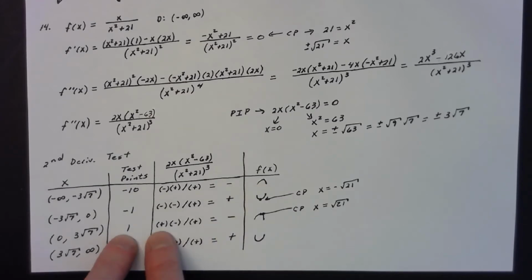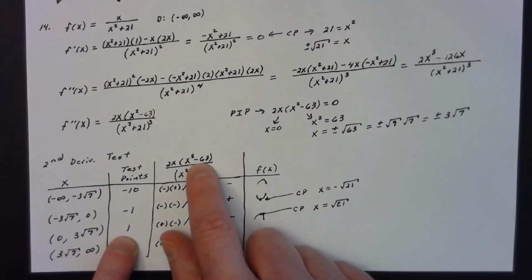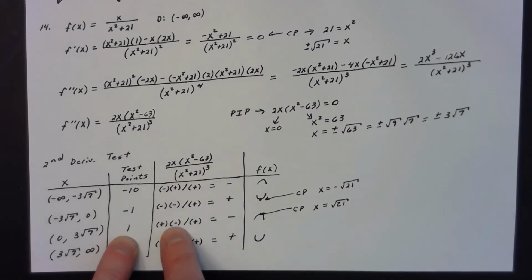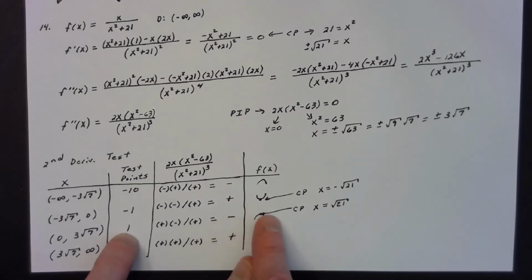Then when I plug in a 1, the factor of 2x is positive, but the 1 squared minus 63 would be a negative. That's going to generate a negative fraction for the second derivative, and thus the original curve is concave down in that region.